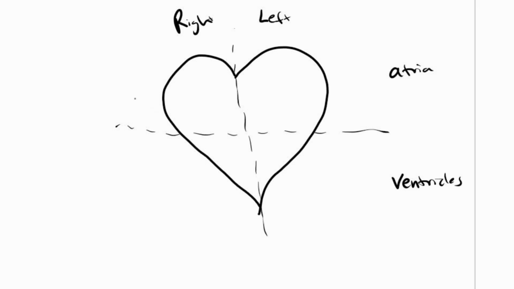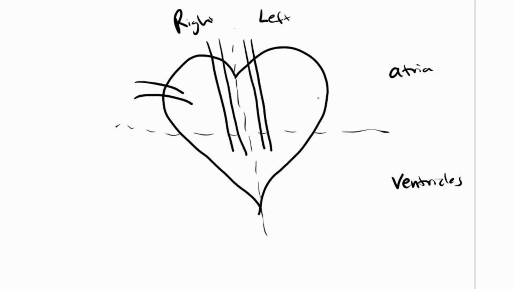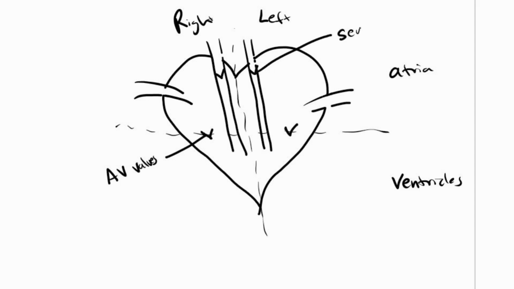Okay, so we have a vessel here, a long vessel here, a long vessel here, and a vessel here. These are two valves here. These are the atrioventricular valves. And we have some vessels here. These are the semilunar valves. All right, now let's look at the blood flow.